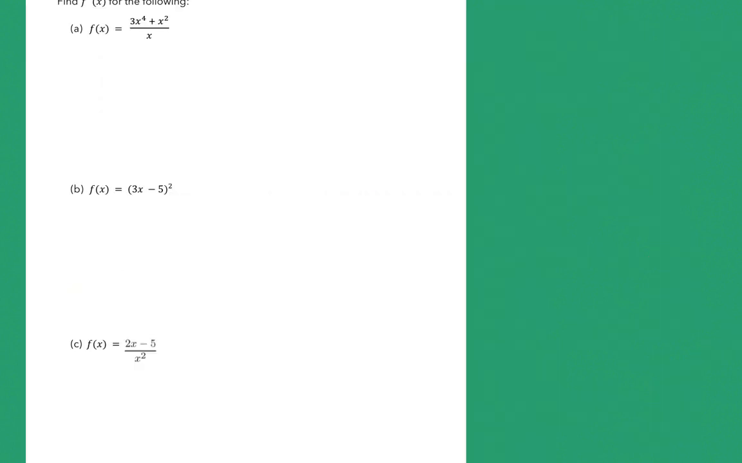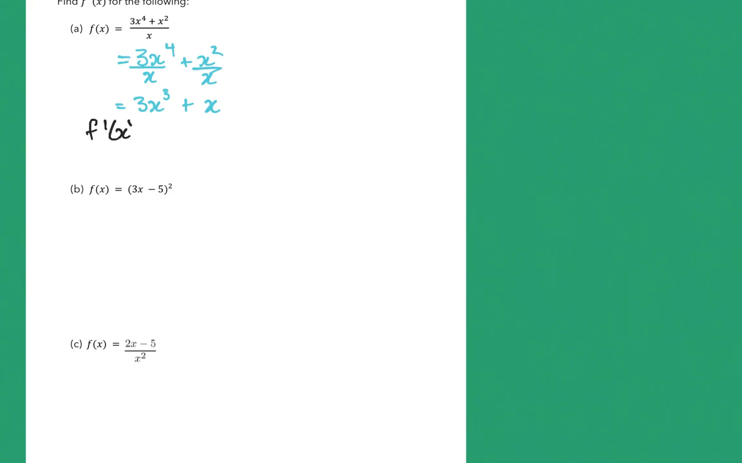So a few more examples here on this page. They look more complicated, but they take just a little bit of algebra to sort them out. We're going to divide this fraction up into denominators of x. So 3x to the power of 4 over x plus x squared over x. And then cancel off some x's and we get 3x cubed plus x.